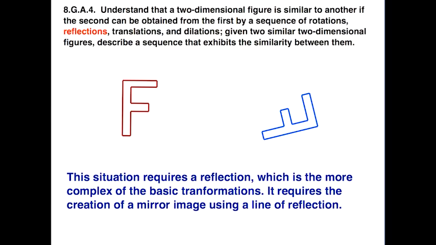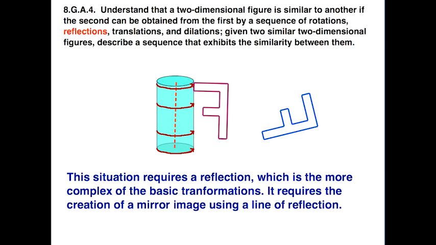So here, this situation requires a reflection, which is the more complex of the basic transformations. It requires the creation of a mirror image using a line of reflection. So here's our line of reflection. We have to imagine that that is the center axis of a cylinder, and then we'd rotate that figure around to the other side so that it would be in this orientation.